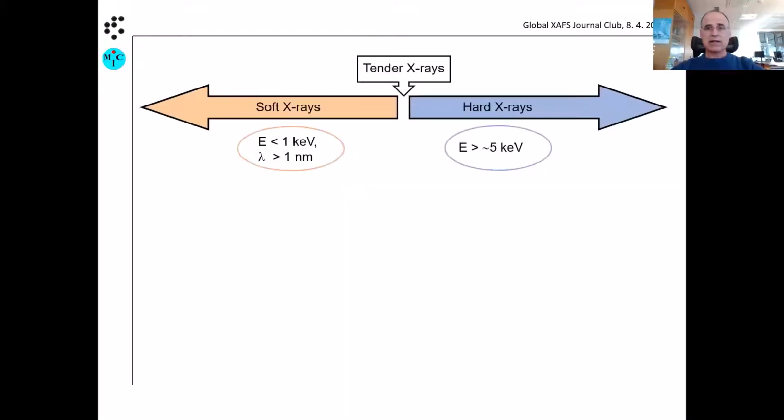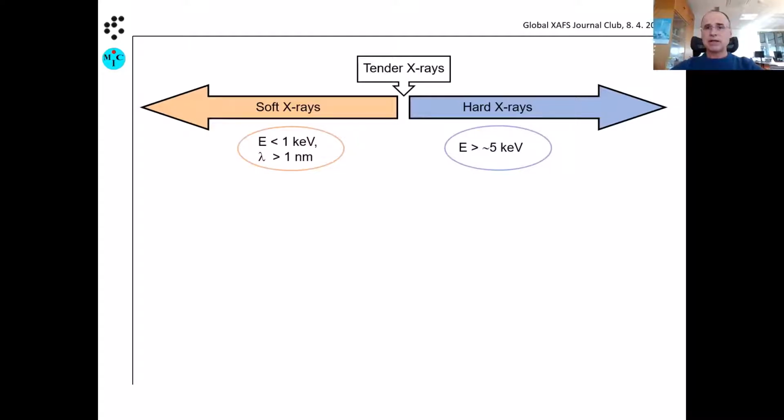So my first slide is one I used about 10 years ago, I think at a workshop on photoionization and something like that. The reason was that I used "tender X-rays" in the title of my talk. And of course, at that time, this was not really commonly established. So what does this actually mean?